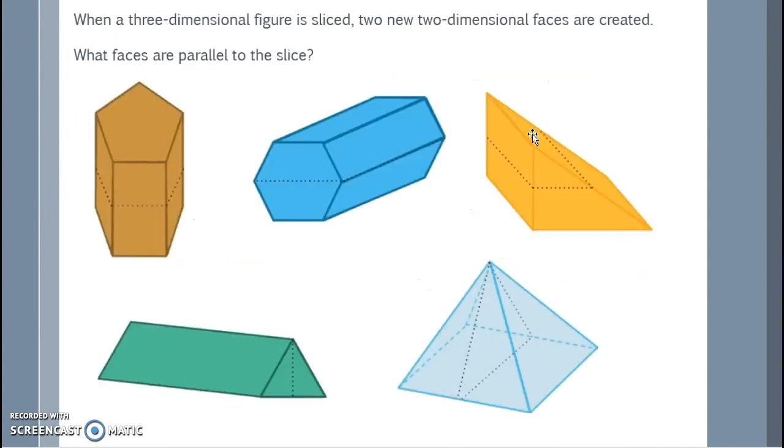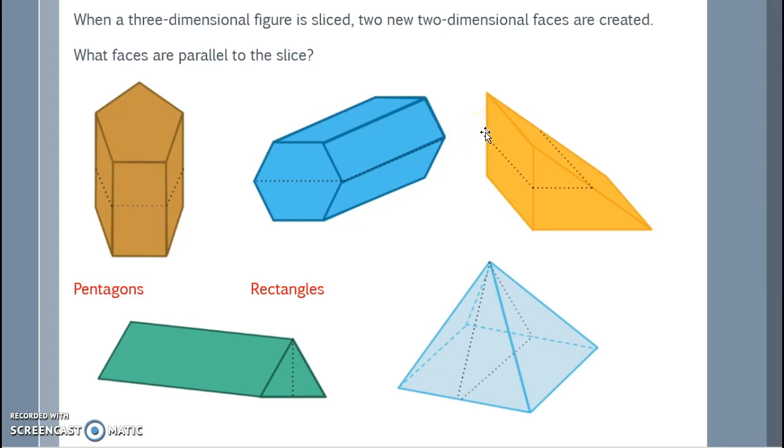When a three-dimensional figure is sliced, two new two-dimensional faces are created, one on the bottom and one on the top. What faces are parallel to these slices? If I were to slice on the dotted line, so if I were to slice this first one here, the pentagon would have a pentagon on the top and a pentagon on the bottom. However, if I were to slice this next one, notice that I'm slicing right here, and I would go straight through the back here, so I would create rectangles.